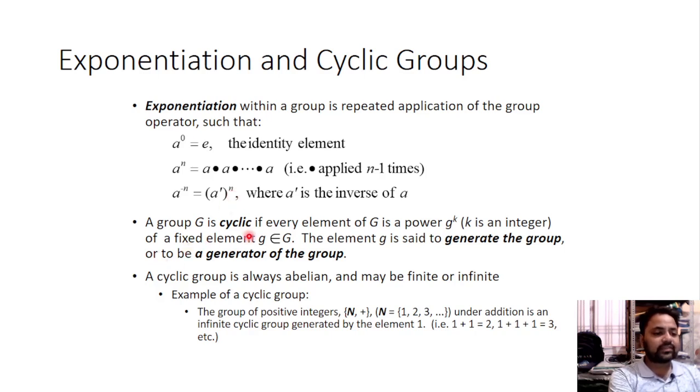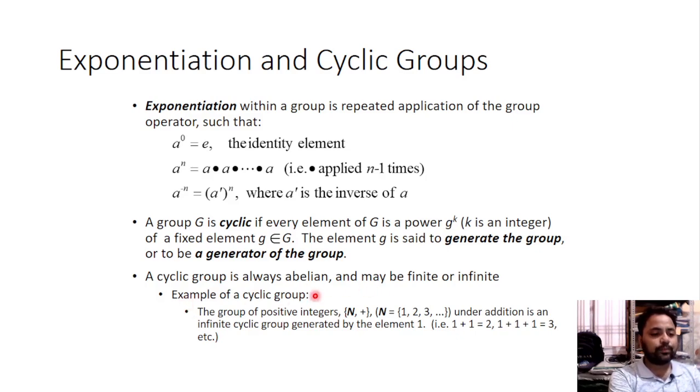A group G is cyclic if every element of G is a power g to the power k, where k is an integer, of a fixed element small g belonging to the group. Here g belongs to G. The element g is said to generate the group, or to be a generator of the group. A cyclic group is always abelian and may be finite or infinite.